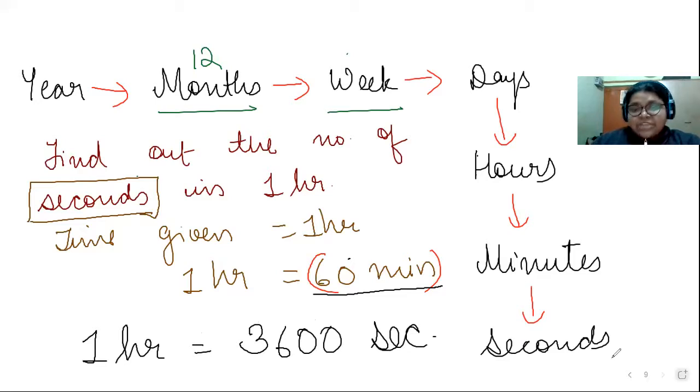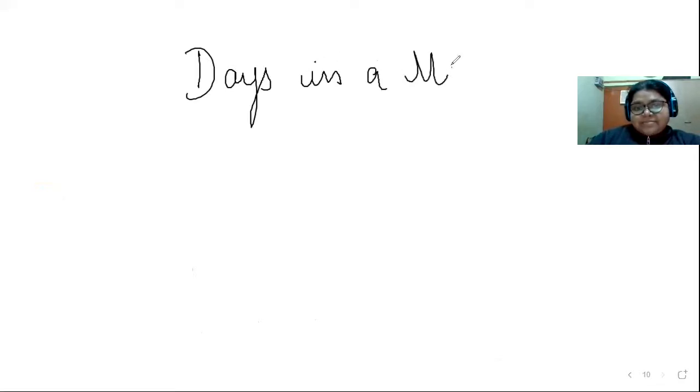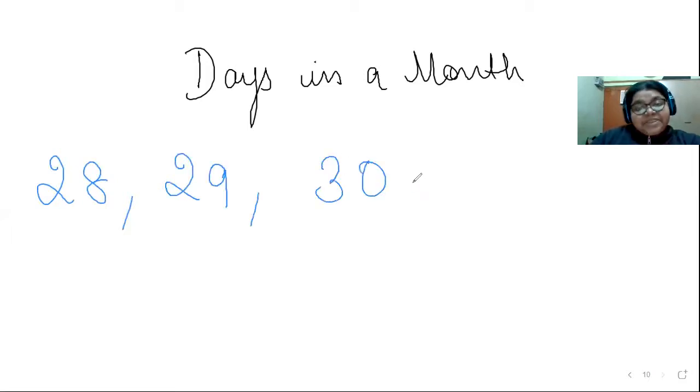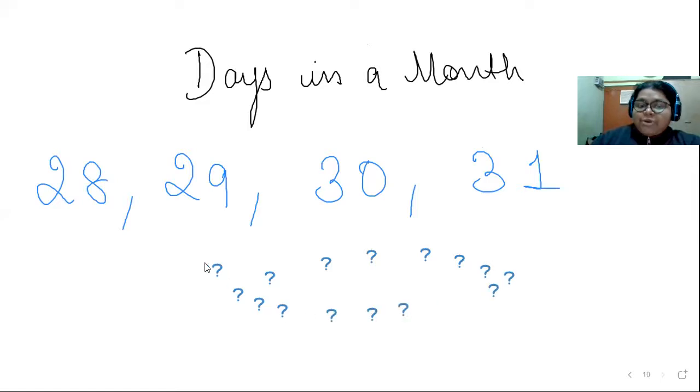Now, I think you understood this. Now, let us study one more very important thing: the days in a month. You know, it's really very interesting. The days in a month can be 28, it can be 29, it can be 30, or it can be 31. But the question is, how do we know?